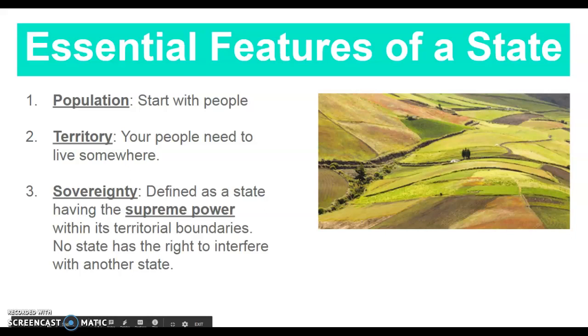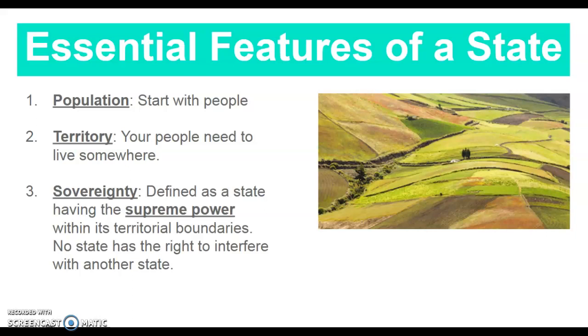So first, there are three different essential features of a state that you need to know. So every state, country, nation has to have these three things. Okay, first, you start with population. You have to have people. If you don't have people, there's no way you could have a state. Secondly, you need territory. You got to have somewhere for your people to live. You need land for them to live on.